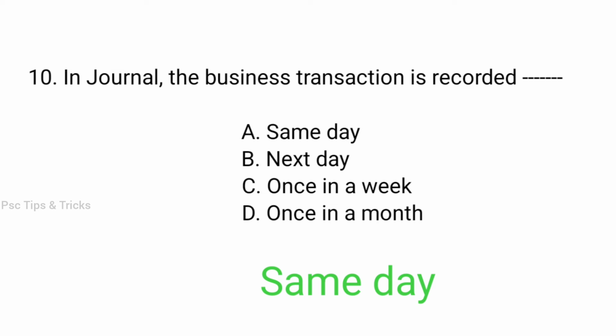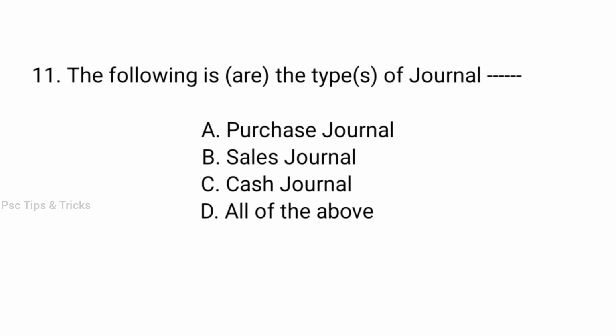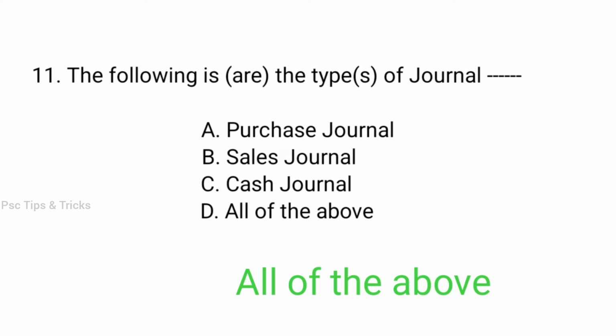A journal, which is also known as a book of original entry, is the first place that a transaction is written in accounting records. Question. The following is or are the type or types of journal: purchase journal, sales journal, cash journal, all of the above. Answer option D, all of the above. The following are the types of journal: purchase journal, sales journal, and cash journal.